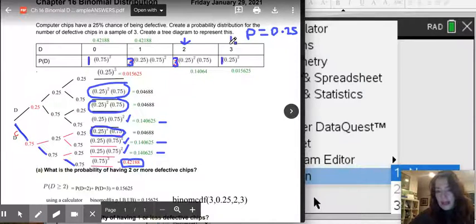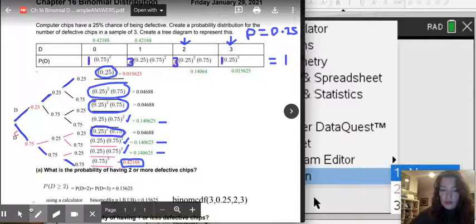And the last way is to select 3 defective, and there's only one way of that occurring, and that is following the diagram here. So 0.25 defective, defective, and defective, multiply that out, and we would get 0.015625. Now, adding up all these probabilities, you should get that the total outcome equals 1.